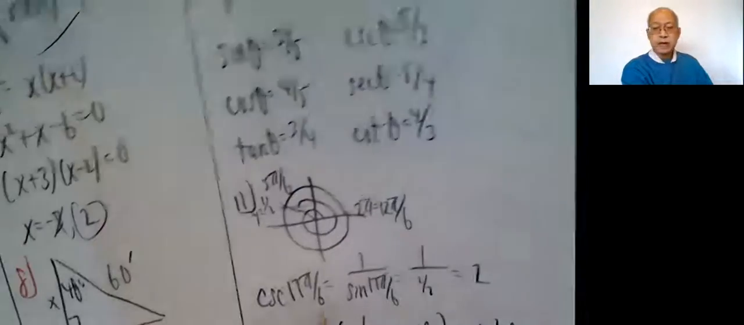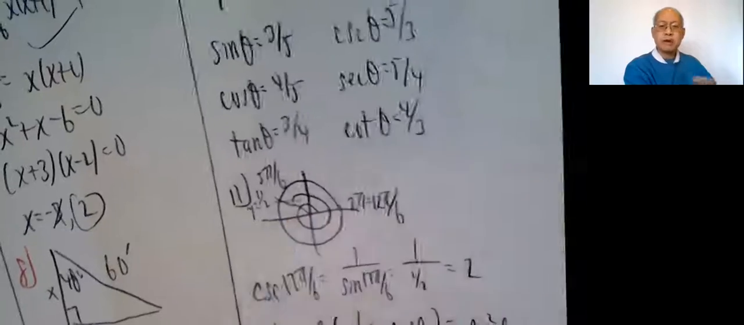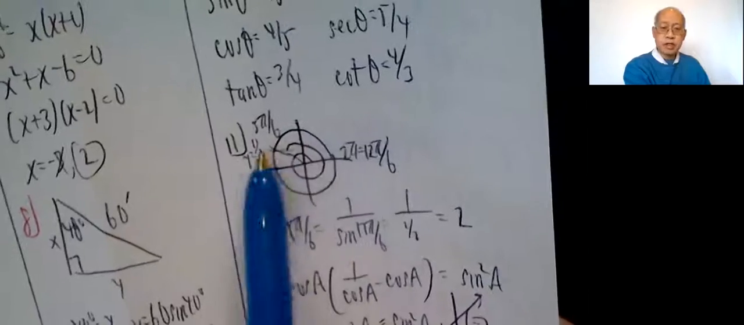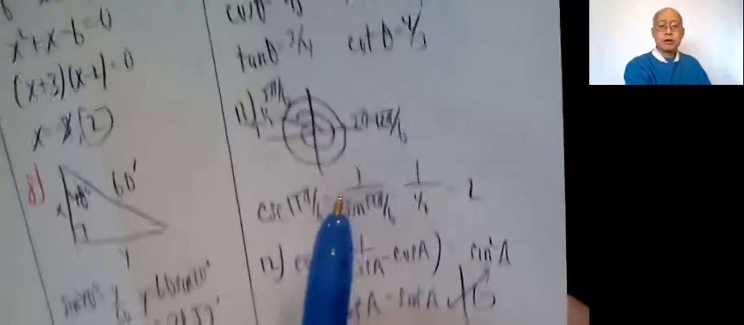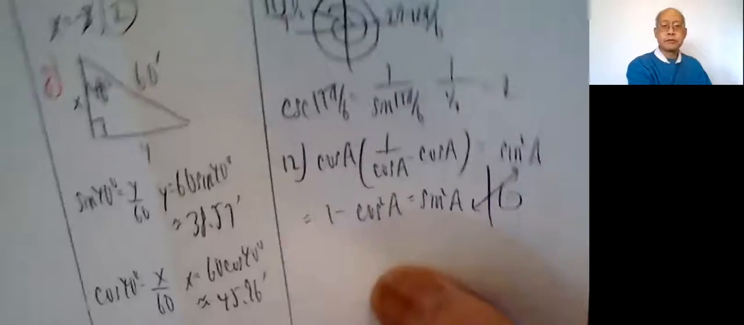Number 11, 17 pi over 6. You go around once, 2 pi is 12 pi over 6. Go another 5 pi over 6 to get 17 pi over 6. So 17 pi over 6 is coterminal with 5 pi over 6. That looks like a y-coordinate of a half. So 1 over sine 17 pi over 6, 1 divided by half, which is 2.